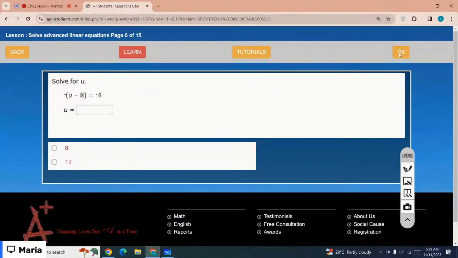Negative u minus 8 equals negative 4. So which is the correct option? The correct option is 12.